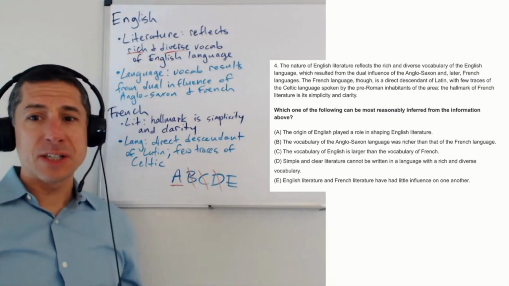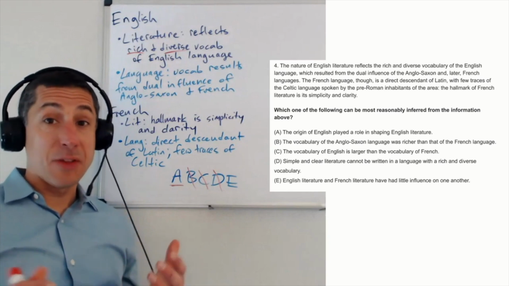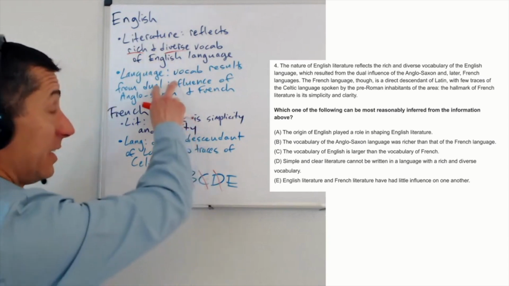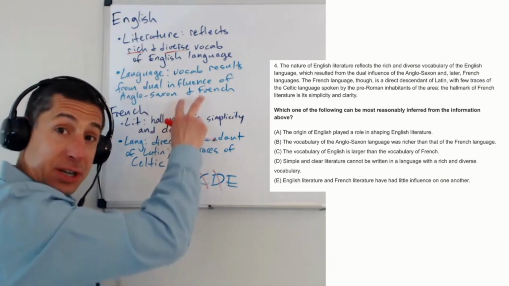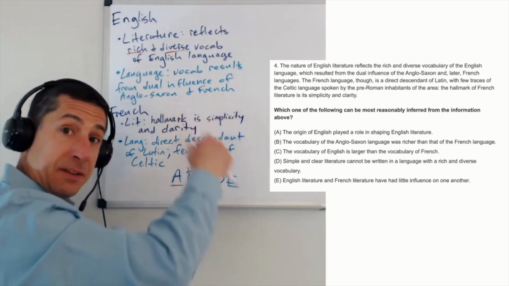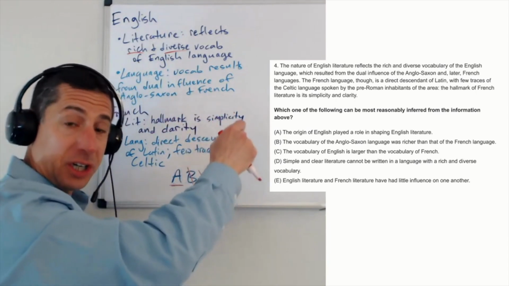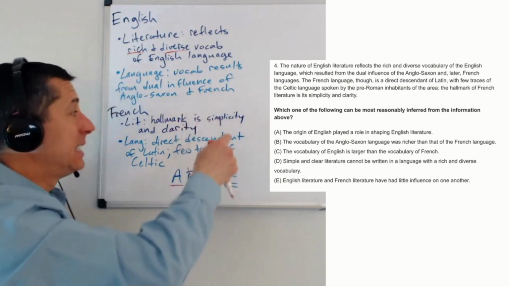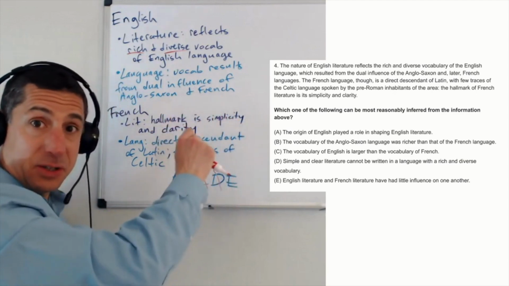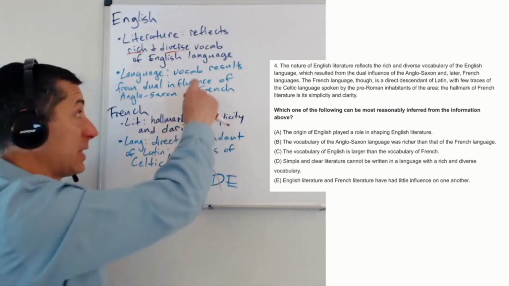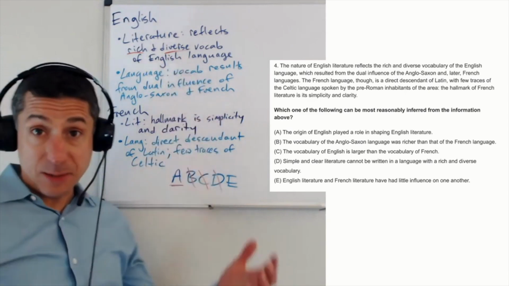English literature and French literature have had little influence on one another. We don't know that at all. We know that the evolution of these two languages influenced the development of literature, or at least mirrored it in some way in each of those languages. So language influenced the literature in French, and language influenced the literature in English in some way, of course.